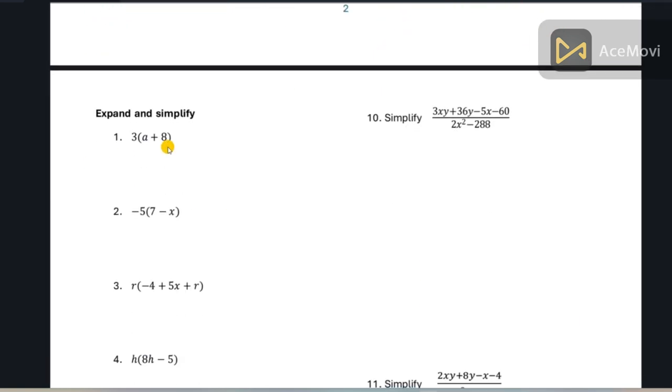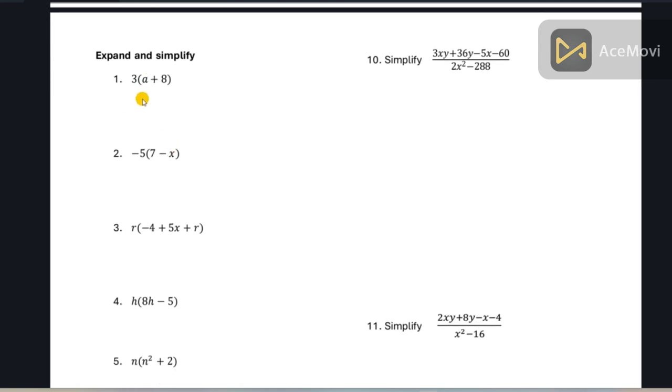Now we can check it once again, expand and simplify. Okay. So we need to do more problems like this. Now you can just pause and write your answer, then you can check the answer with me. Okay. 3 times a plus 3 times 8, 24.